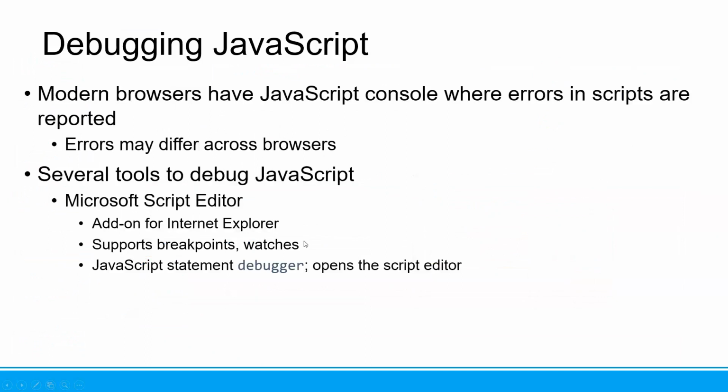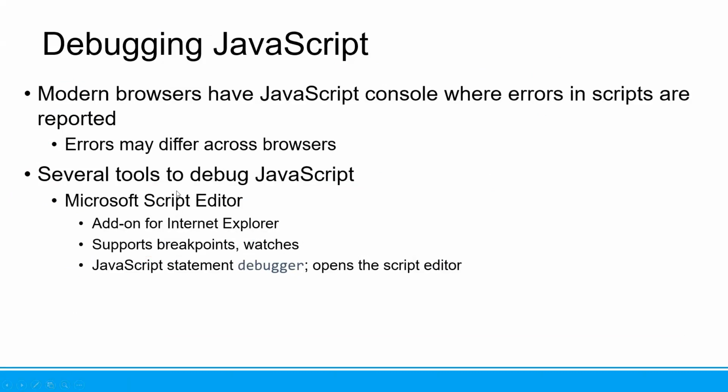In JavaScript, modern browsers have a JavaScript console where errors in scripts are reported. And the errors may differ across browsers. So if you use Internet Explorer, the errors might be different from Chrome. If you use Safari, the errors might be different from another browser.